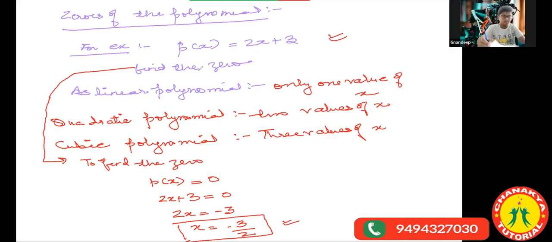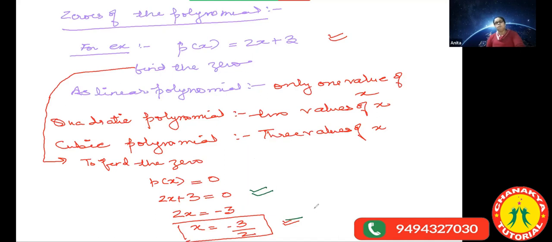Suppose you have to find the zero of any polynomial, then you have to put that function equal to 0. After evaluating the value of x, that value will be called the zero of the polynomial. In terms of polynomial, it is called zero, and in terms of equations, it is called roots, or solution. If you are given the word zeros, roots, or solution, all three words have the same meaning. That means you have to find the value of x. Clear, class? Have you understood?